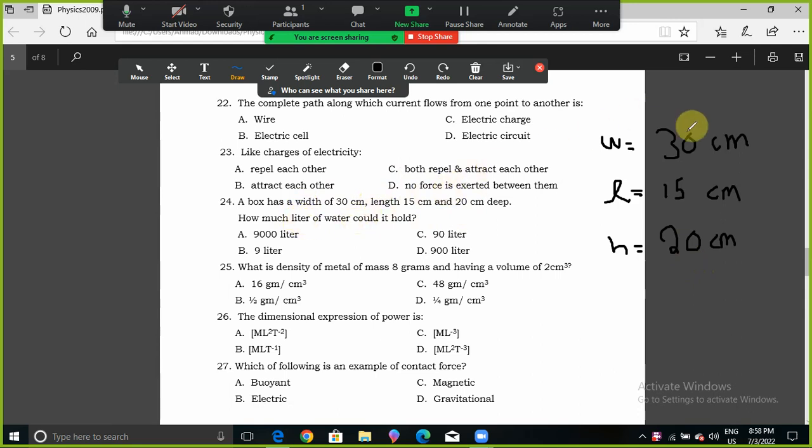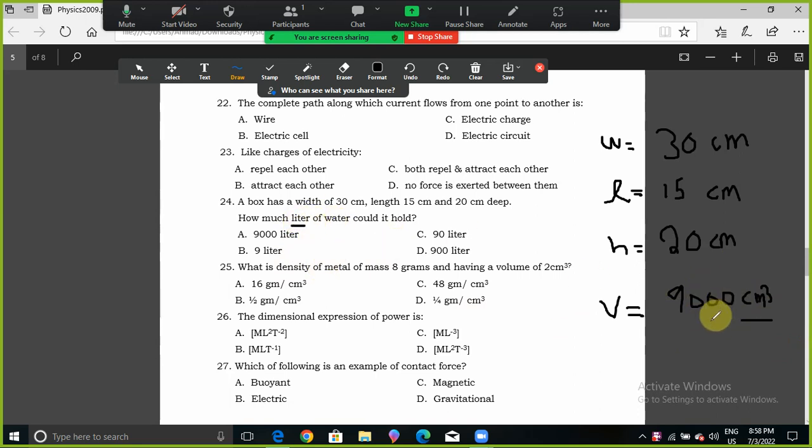So when you multiply 30 by 15 by 20, it will be 9,000 centimeter cube. Why? Because the formula for volume is width times length times height. Volume is equal to 9,000 centimeter cube. After finding this number, we want to convert centimeter cube into meter cube, and then we can convert it into liter, which is the answer.